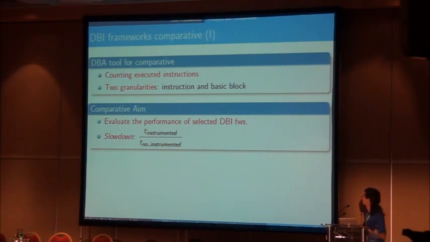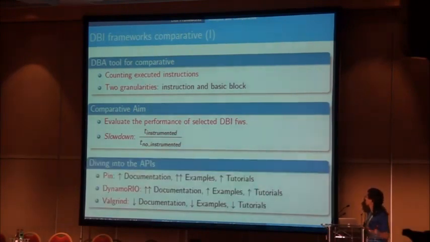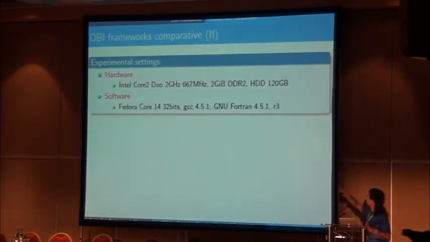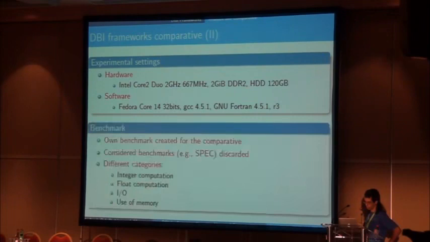So just to comment, while we were developing this, we have dived into the functions of each one of these DBI frameworks, and Pin has very good examples, DynamoRIO has very good documentation, and Valgrind, okay, is the loser here, but it's not a bad tool. As experimental settings, I'm not going to go into detail, but we have used these machines, with this configuration.